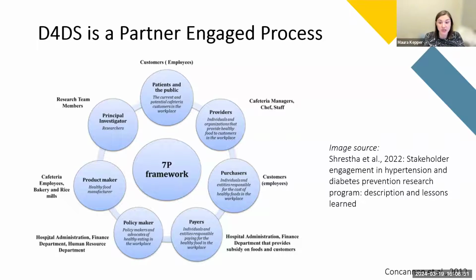So this framework you're seeing here is called the 7 Ps framework for stakeholder engagement in outcomes and effectiveness research. I think this offers a really nice starting point for considering patients, the public, providers, purchasers, payers, policymakers, product makers, and I think they call it principal investigators or researchers. But really just to start thinking about that diverse range of individuals who may impact the dissemination and sustainability of your product.